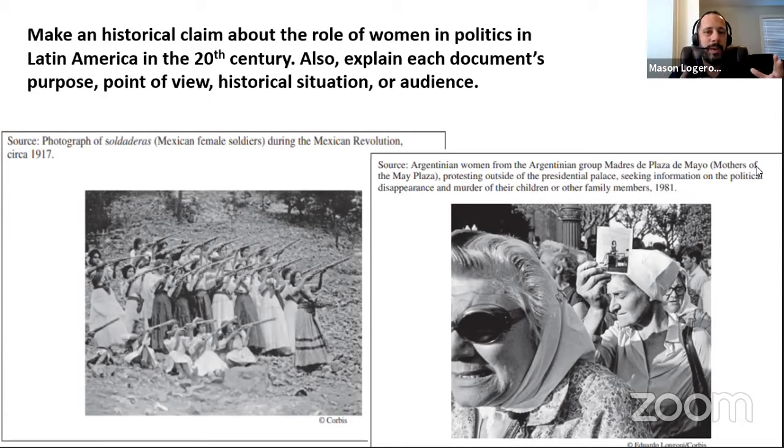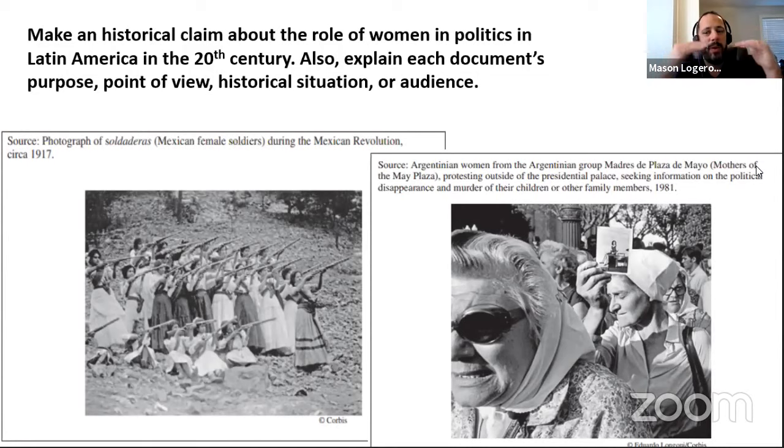Because we've done this for written sources. And a lot of times students have this trouble of thinking about the purpose or point of view of a photograph. But take a second, make your claim, and then think about purpose, point of view, situation, and audience. And you might want to look back to Optic and do some of that.